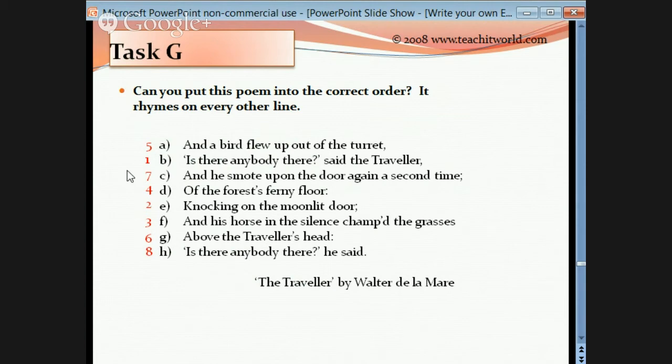Is there anybody there? Said the traveler, knocking on the moonlit door, and his horse in the silent champed the grasses of the forest ferny floor, and a bird flew up out of the turret above the traveler's head, and smote upon the door again a second time. Is there anybody there? He said. Okay, but it's there. Is there anybody there? He said. Sorry. Okay. All right, good.